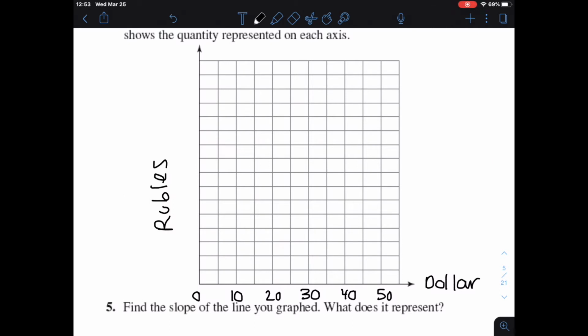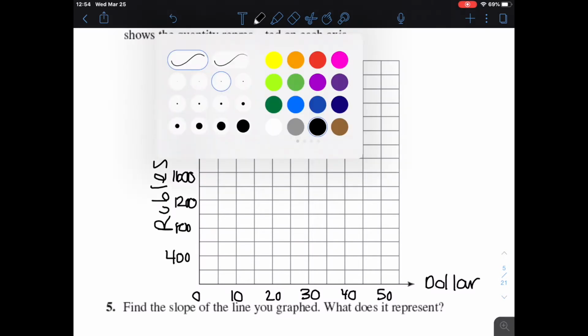So I'm going to go up by 400s. So this will be 400 rubles. Skip 2, that'll be 800, 1,200, 1,600, 2,000, 2,400, 2,800, and 3,200. Okay.